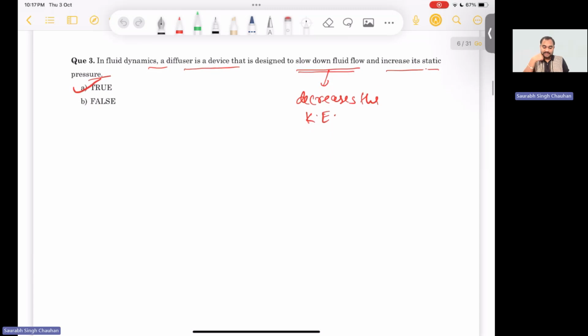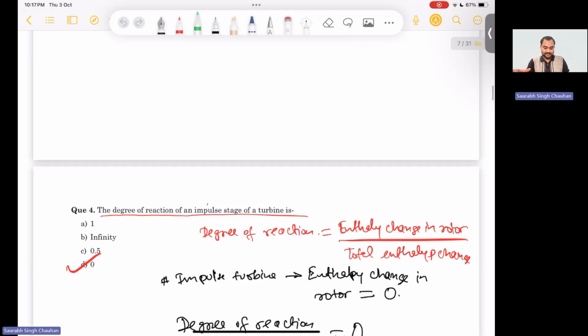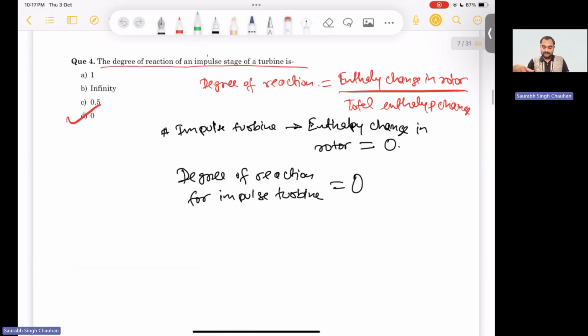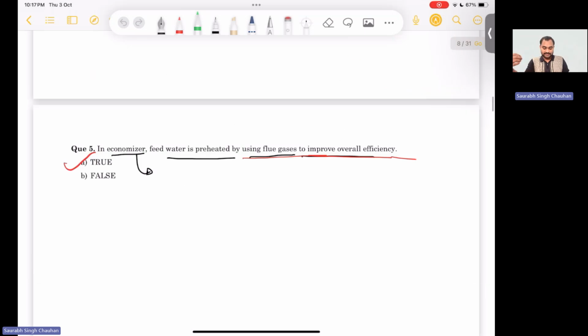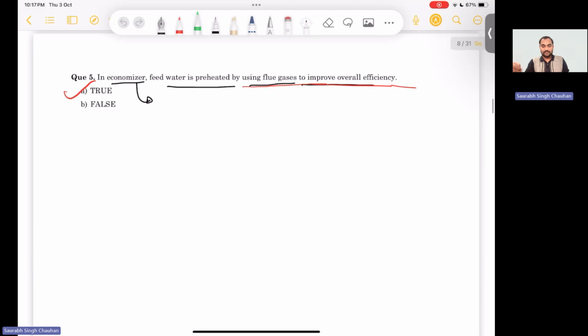And we have discussed that diffuser is just opposite of nozzle. So a diffuser slows down a fluid flow, and it increases the static pressure. Okay, and we have discussed that degree of reaction is the total enthalpy change in rotor divided by total enthalpy change. Okay, so this fraction is the degree of reaction. So for the case of impulse turbine, there is no enthalpy change in rotor blade, so the degree of reaction of an impulse turbine is 0.